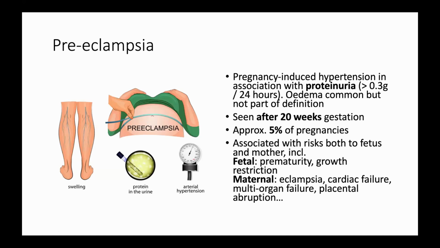A lot more research is needed in how we can prevent this condition and also treat it once it happens, partly because it is associated with quite a lot of adverse outcomes for both mom and baby. For the baby, prematurity and fetal growth restriction are key associations, and for the mother, eclampsia, so seizures associated with preeclampsia, cardiac failure, and even multi-organ failure can be consequences of poorly treated preeclampsia. So I really want you to think of those disorders as a spectrum: gestational hypertension, preeclampsia, and eclampsia.